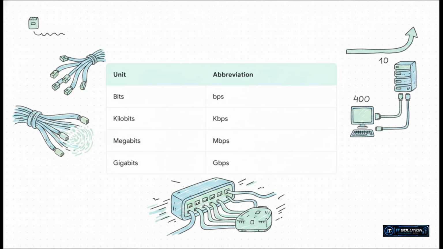And obviously, that capacity scales up big time, depending on your media and the tech you're using. We don't just hang out at bits per second. We jump up to thousands with kilobits, millions with megabits, and billions with gigabits per second. To put that into perspective, modern Ethernet standards can scale from a modest 10 megabits all the way up to an insane 400 gigabits per second.